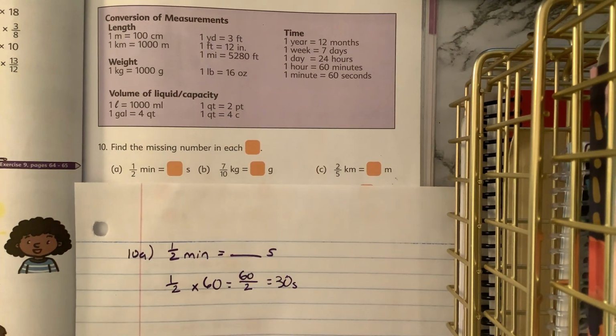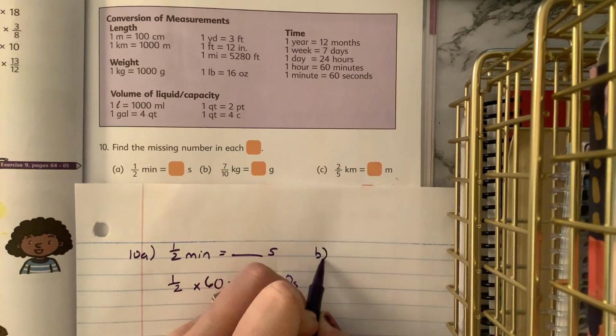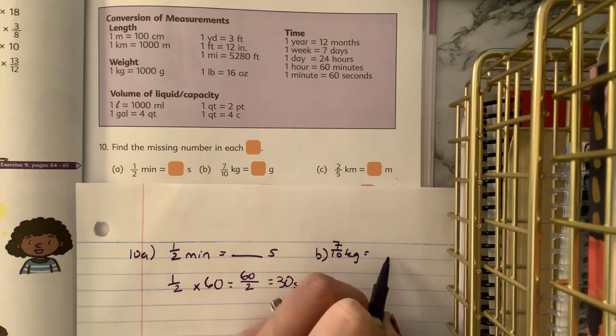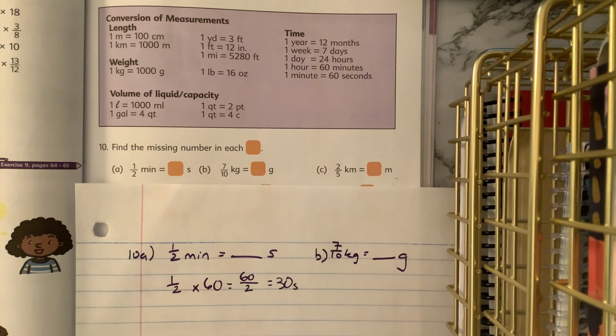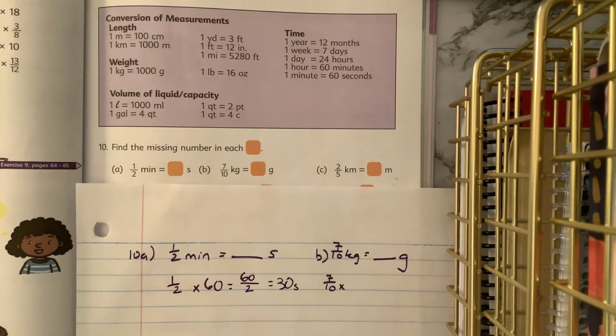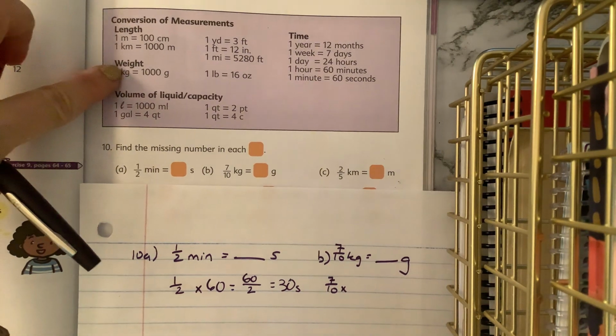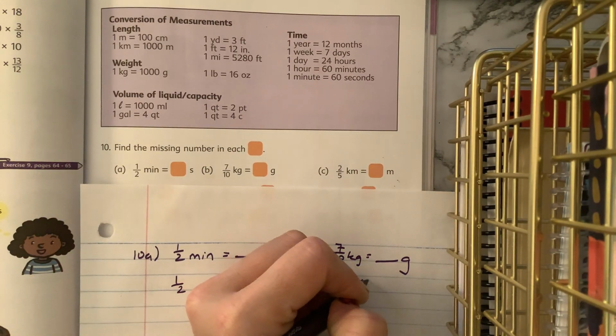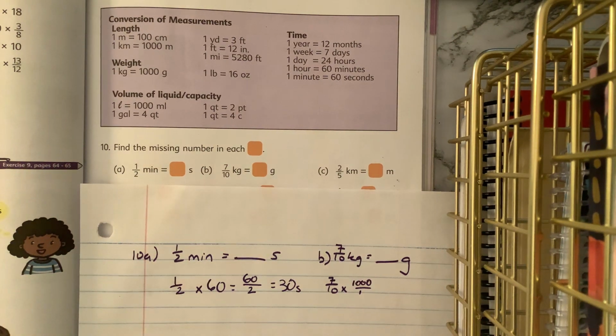Okay, so now we're going to do B, which is asking us to find 7/10 of a kilogram, converting it into grams. So we're going to multiply 7/10 by the conversion factor. Ideally, you'll start to remember these, especially because I know your science work has dealt with this. But even so, we should be able to look. What is the conversion factor here? 1 kilogram equals 1,000 grams, so we're multiplying by 1,000.